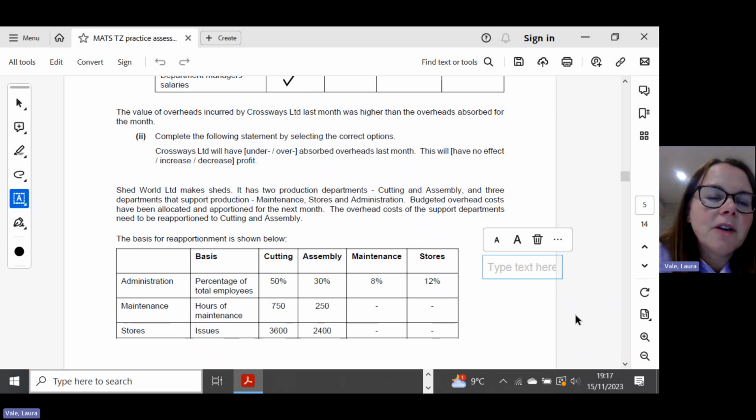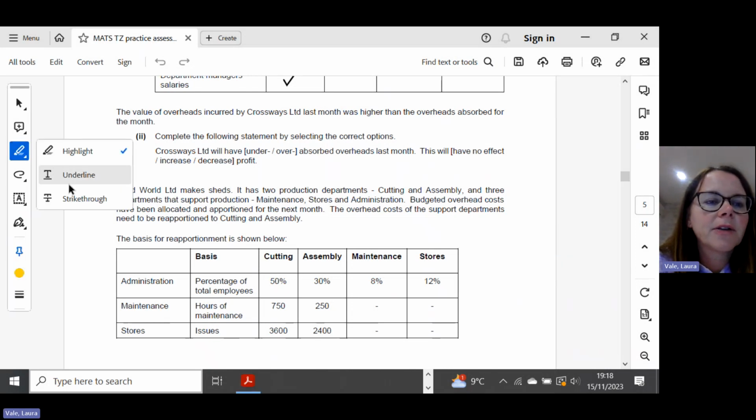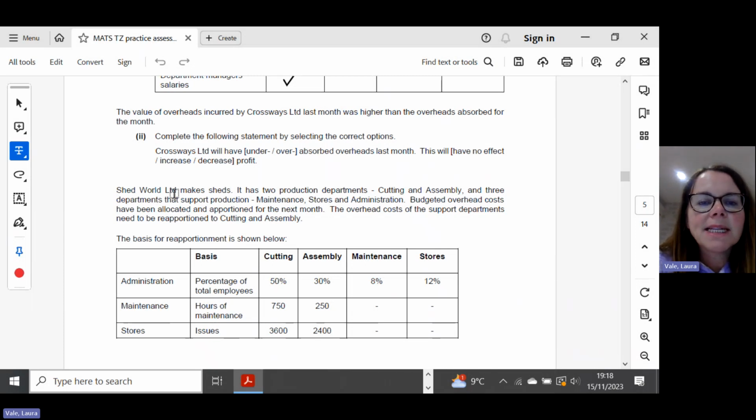Okay. The value of overheads incurred by Crossways Limited last month was higher than the overheads absorbed. So, am I going to do this one? Let's try a strike through. There we go. So Crossways Limited, so will they have under or over absorbed the overheads? Well, if we've incurred more than we absorbed, we must have under absorbed. So let's see, there we go, lovely.